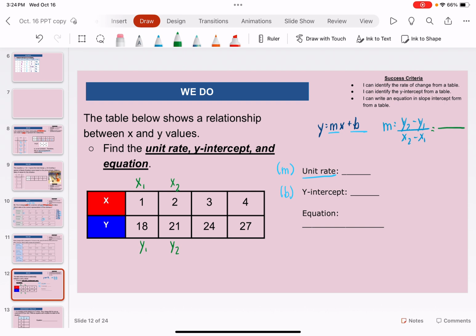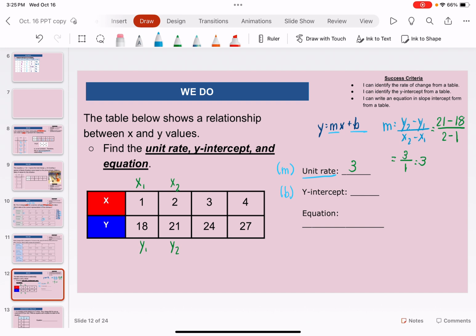From here, I'm going to plug in the numbers. So y2 is 21. Y1 is 18. So now I have 21 minus 18. X2 is 2. X1 is 1. So I have 2 minus 1. So now I'm going to go ahead and do the math. 21 minus 18 is 3. Then we have 2 minus 1 is 1. And lastly, we have 3 divided by 1, which is 3. So our unit rate is 3.